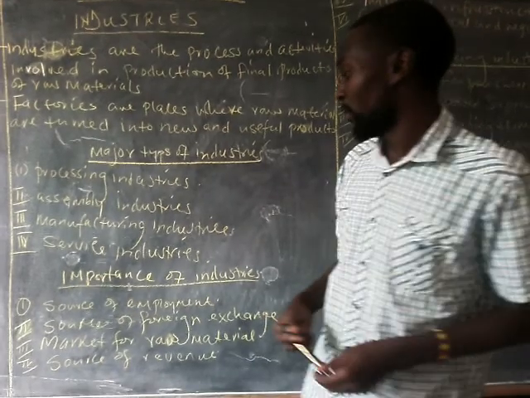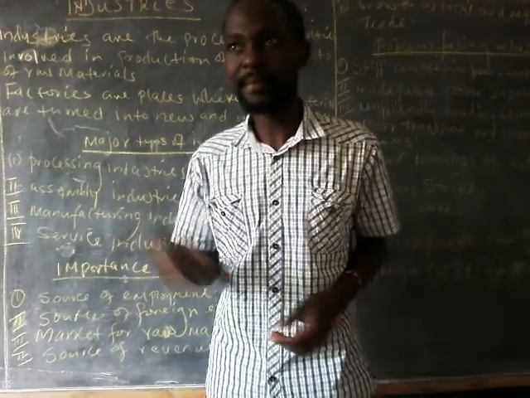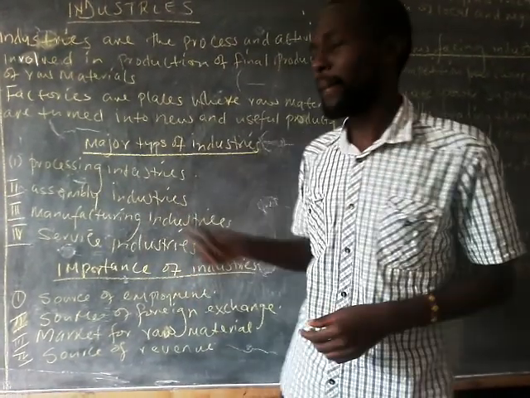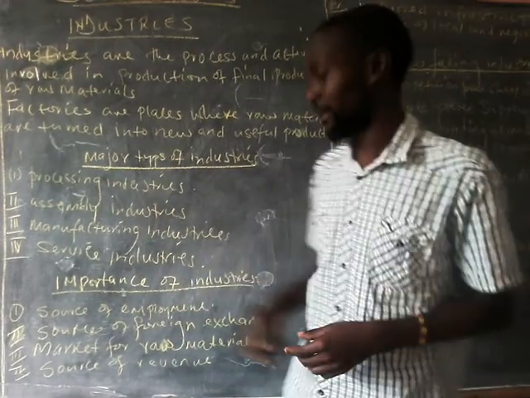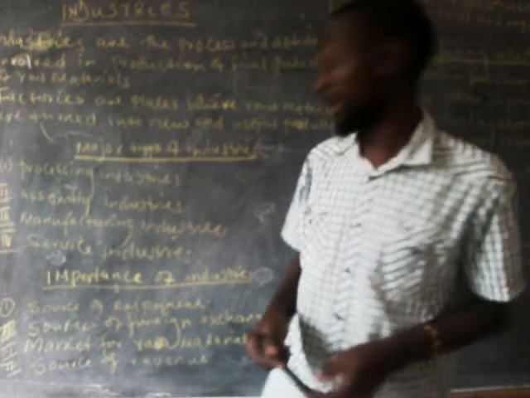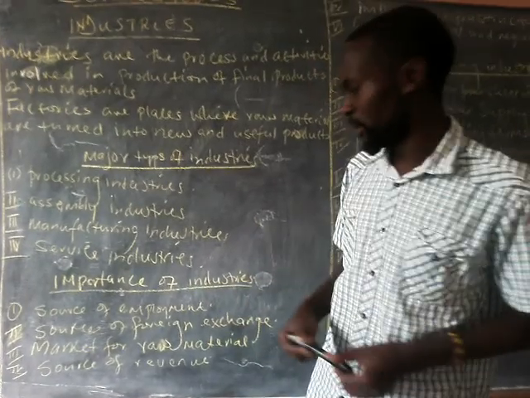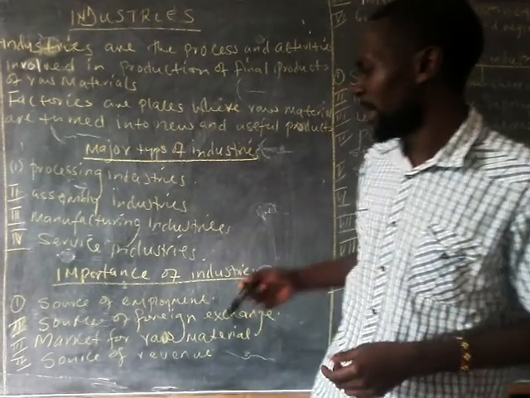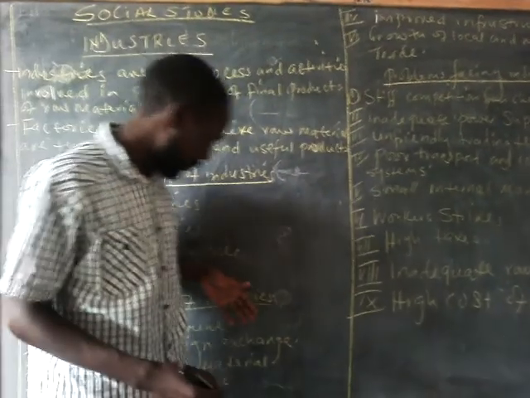We have markets for raw materials. These industries act as markets for the raw materials, the products or the produce that are produced, especially in the agriculture sector. The industries act as the markets for those raw materials. Then source of revenue through taxes. The government gets some revenue through taxes.